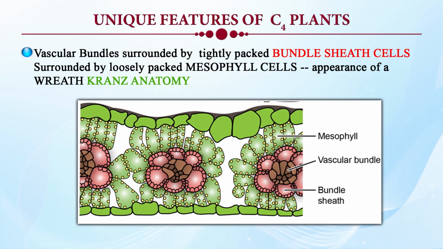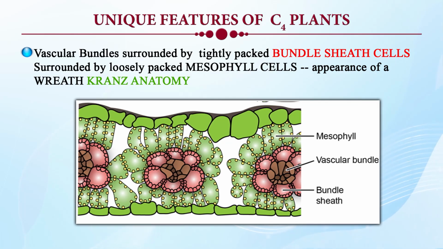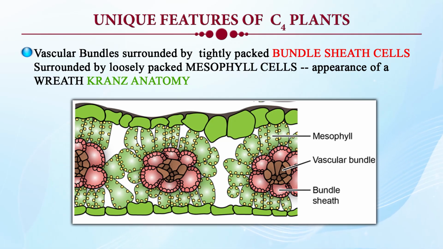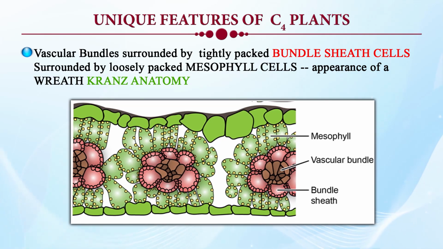The bundle sheath cells are tightly packed, and this whole structure gives us the appearance of a wreath. I am sure you know what a wreath is. On a departed soul, we always put a floral bouquet which is round, circular, and that is called a wreath. So, in German, wreath is called Kranz, and hence the name Kranz anatomy.